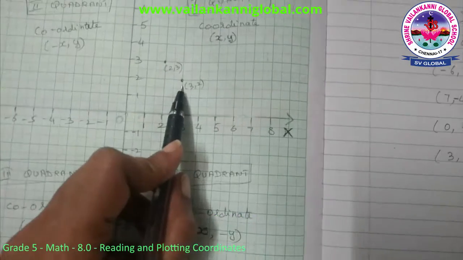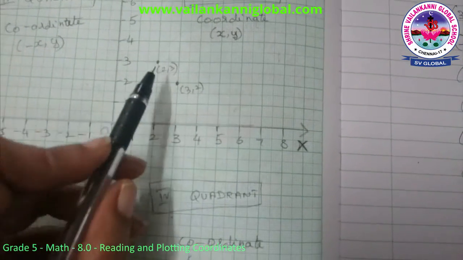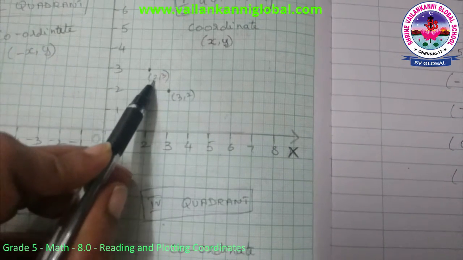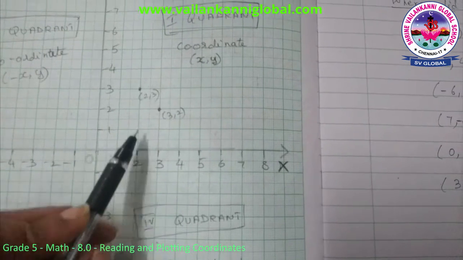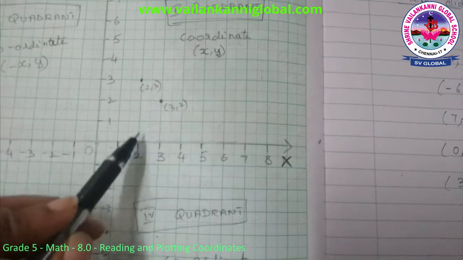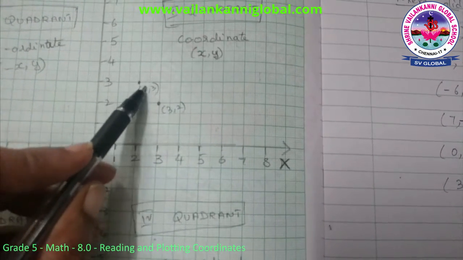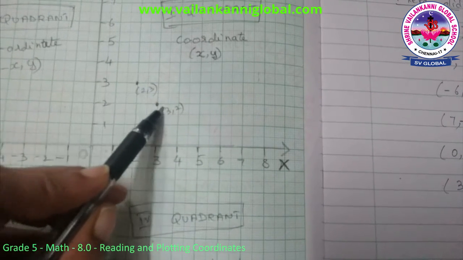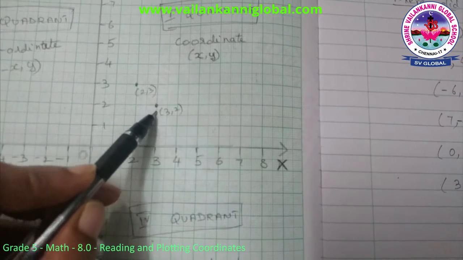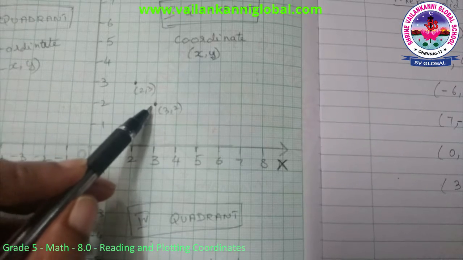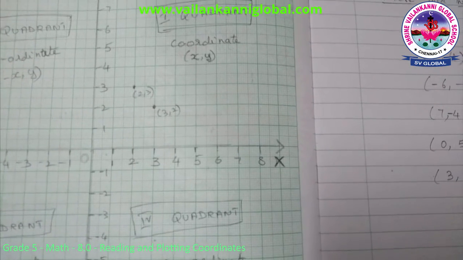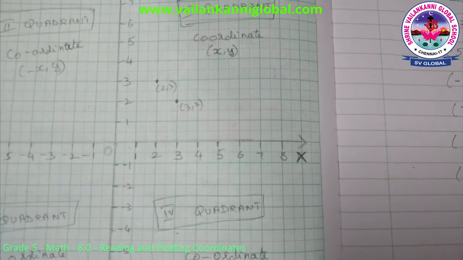See, if we write 2, 3, the point will lie here. That is, 2 refers to the x-axis and 3 refers to the y-axis, so that point will lie here. These 2 points are not the same. So we cannot change the order while writing the coordinates. In coordinates, order matters.